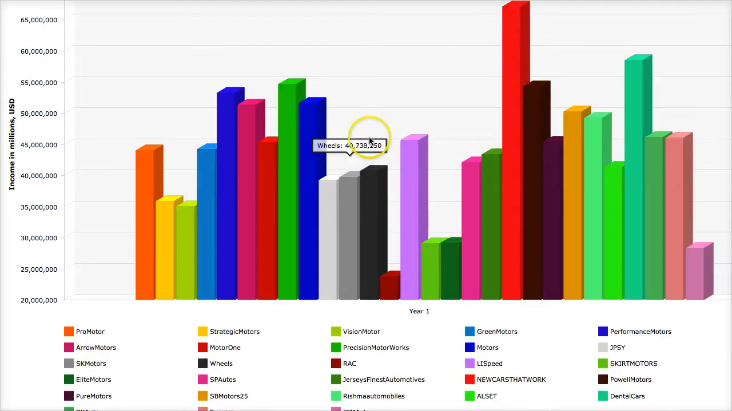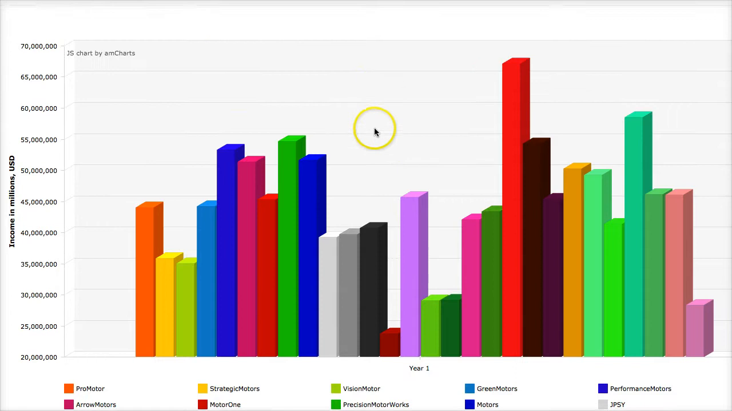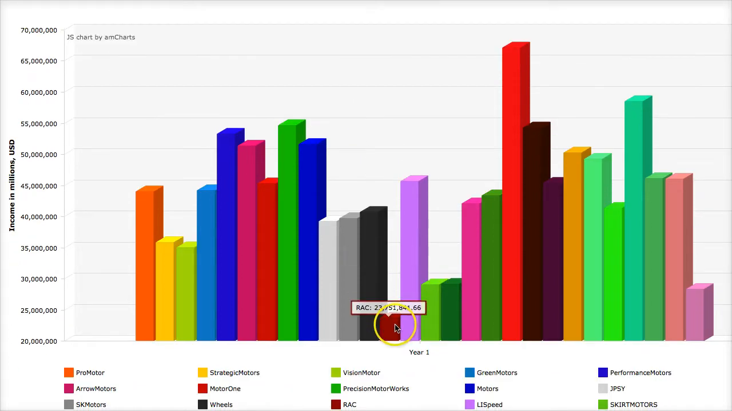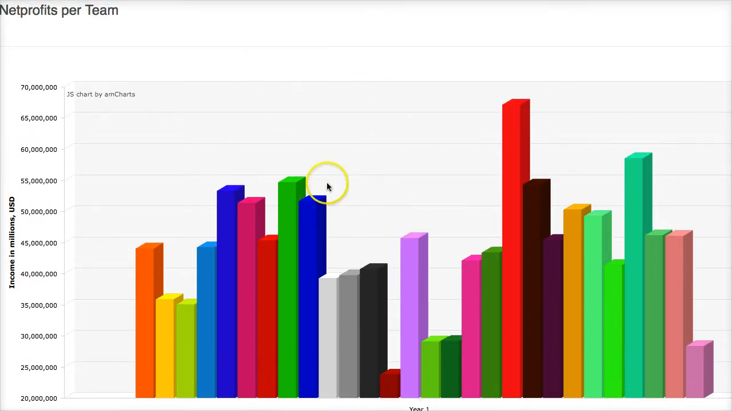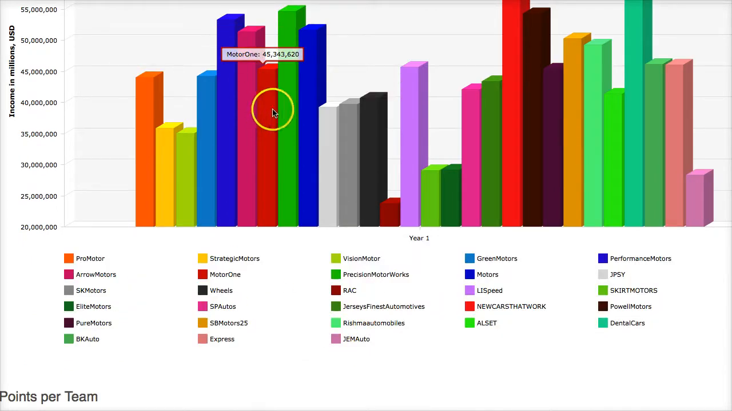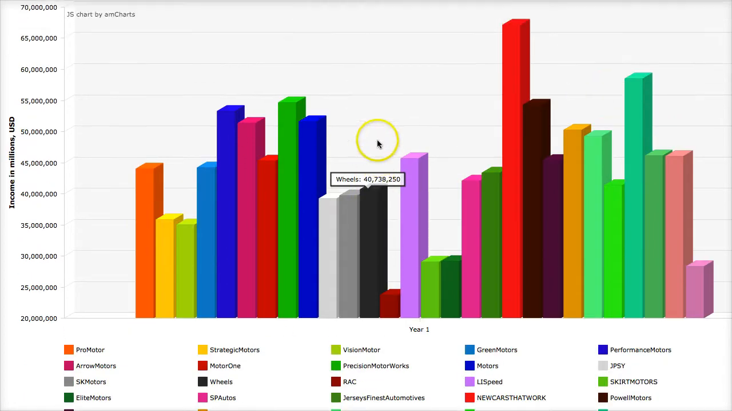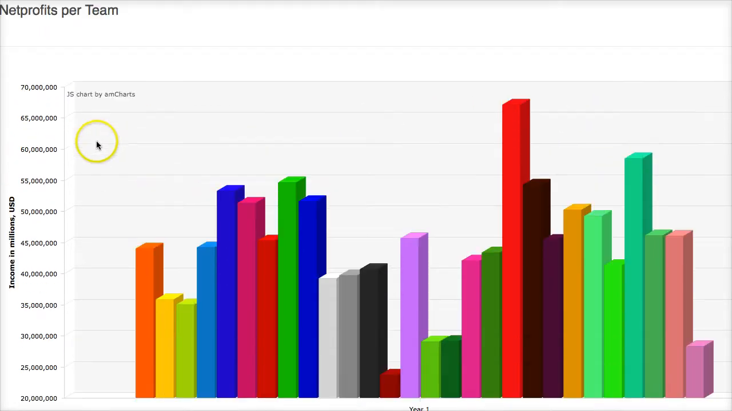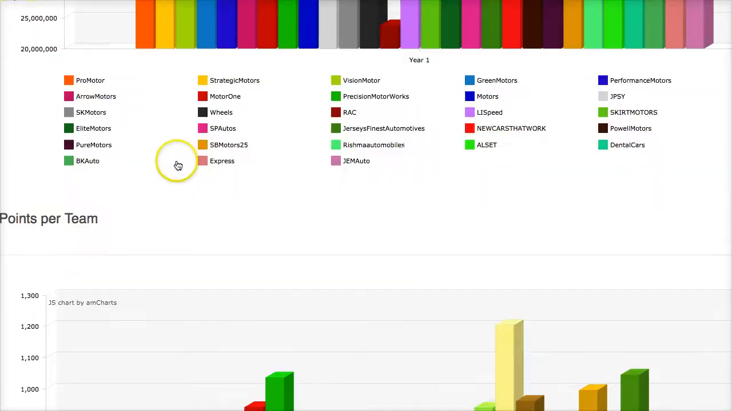So the teams that need to really reevaluate what they're doing on net profits would be RAC, Skirt Motors, Elite Motors, and Gem Auto. These are low, you have a low scale. So you could easily find your team, it has a color, or you can hover over the teams and see how your team performed in net profit margin. This is the most important category. The team with the highest net profit margin usually is the team winning the simulation.